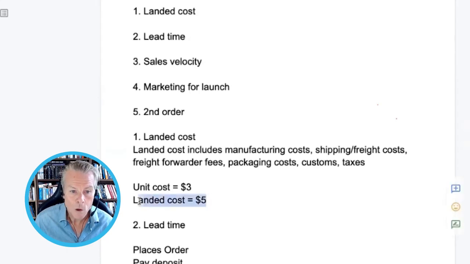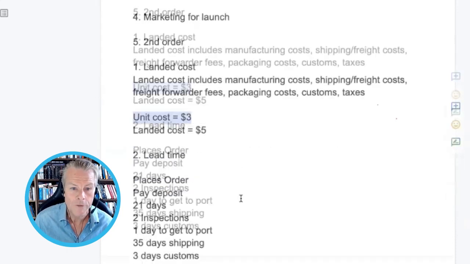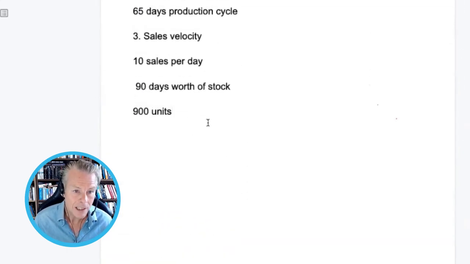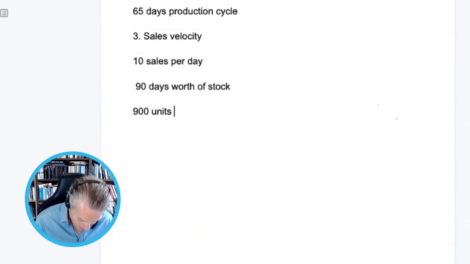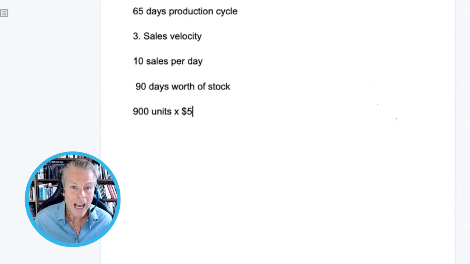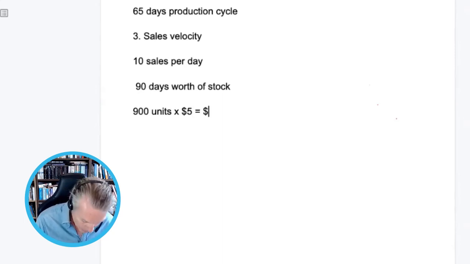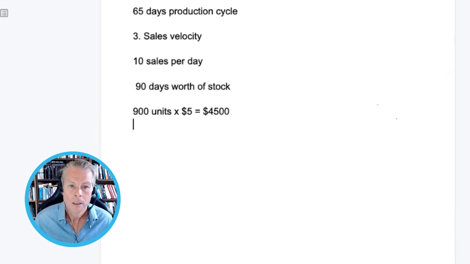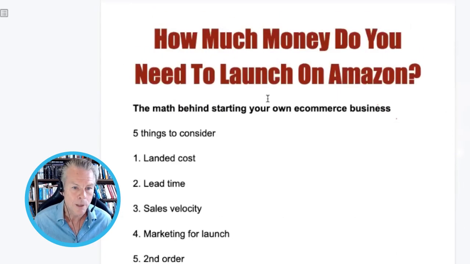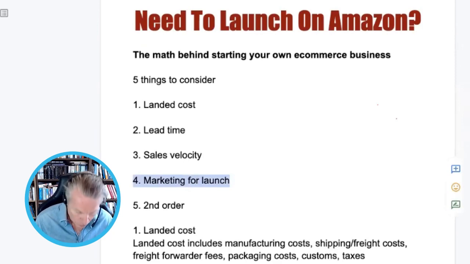So now we're able to also work out roughly what our costs are going to be from that, okay? So 900 units, let's say our unit cost was $5. So now we know roughly what we're going to be up for, which is 4,500, isn't it? So that's what you're up for your first order, okay? Something to consider. And now you've got 90 days worth of stock if you're going to make 10 sales per day.